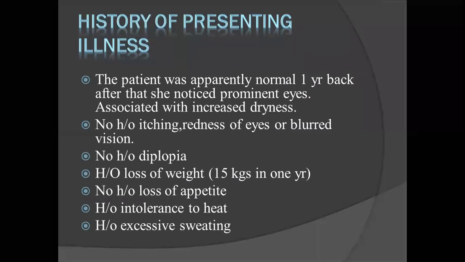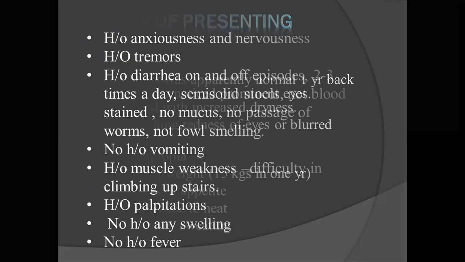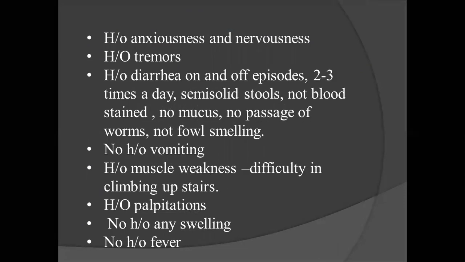History of presenting illness. The patient was apparently normal 1 year back. After that, she noticed prominent eyes associated with increased dryness. No history of itching, redness of eyes, or blurring of vision. No history of diplopia. History of loss of weight, 15 kgs in 1 year. No history of loss of appetite. History of intolerance to heat. History of excessive sweating. History of anxiousness and nervousness. History of tremors. History of diarrhea on and off episodes, 2 to 3 times a day.